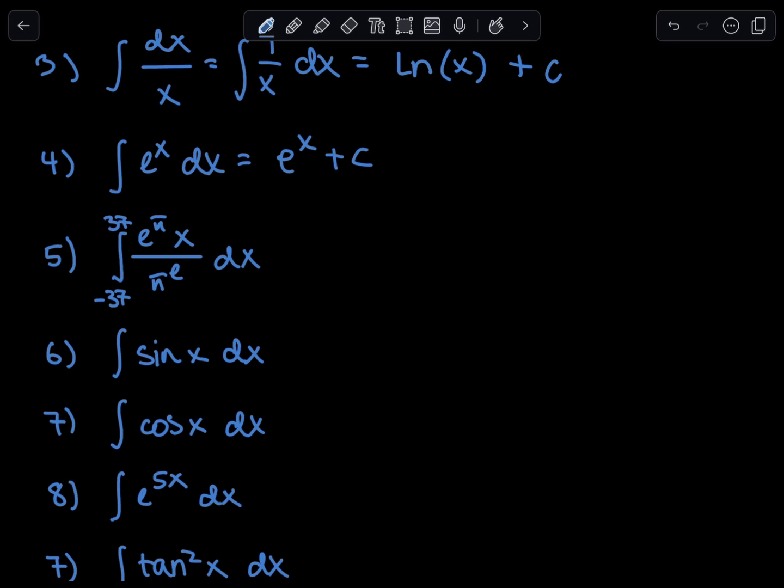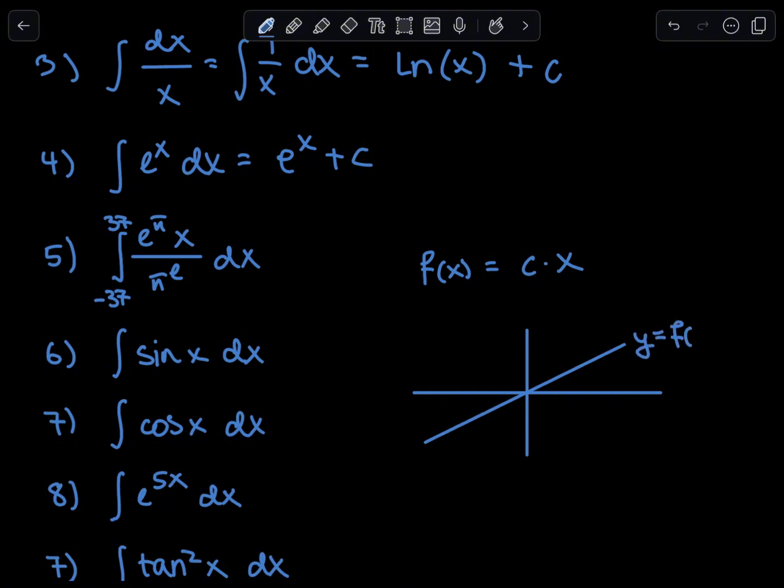Now remember, e and pi are just constants, so their ratio is also a constant. So the function we have here is f of x equals a constant times x, right, that constant being e to the power of pi divided by pi to the power of e. And now if we sketch this, we would have a straight line passing through the origin, y equals f of x.